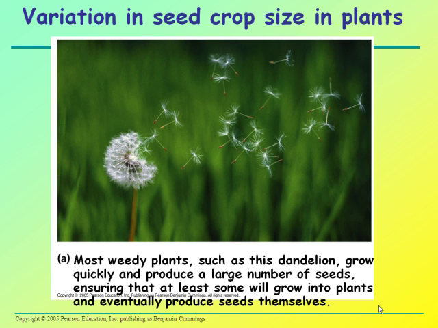Most weedy plants such as this dandelion grow quickly and produce a large number of seeds, ensuring that at least some will grow into plants and eventually produce seeds themselves. So there is variation in seed and crop size in plants. These are trade-offs in life histories.